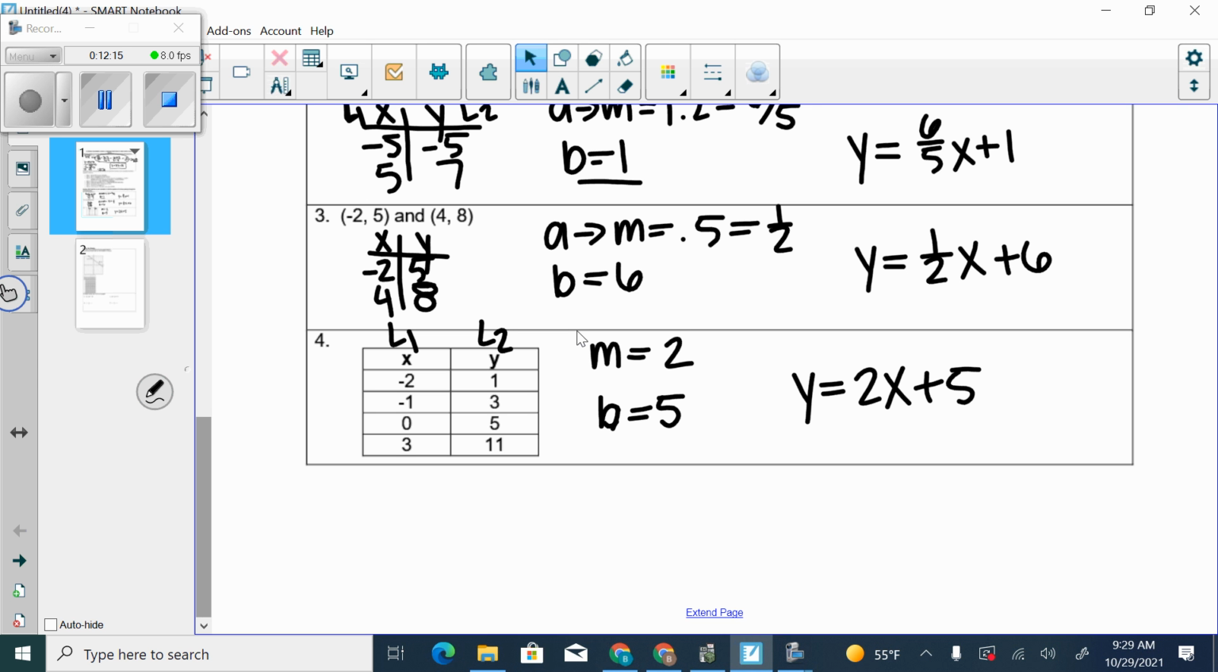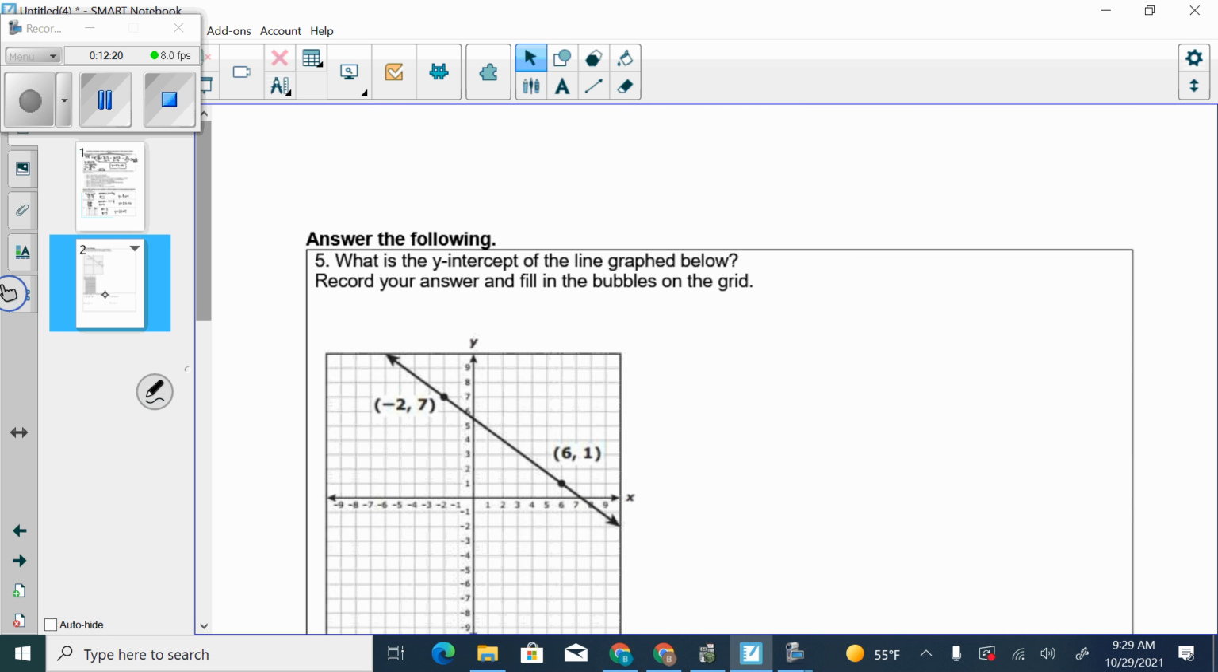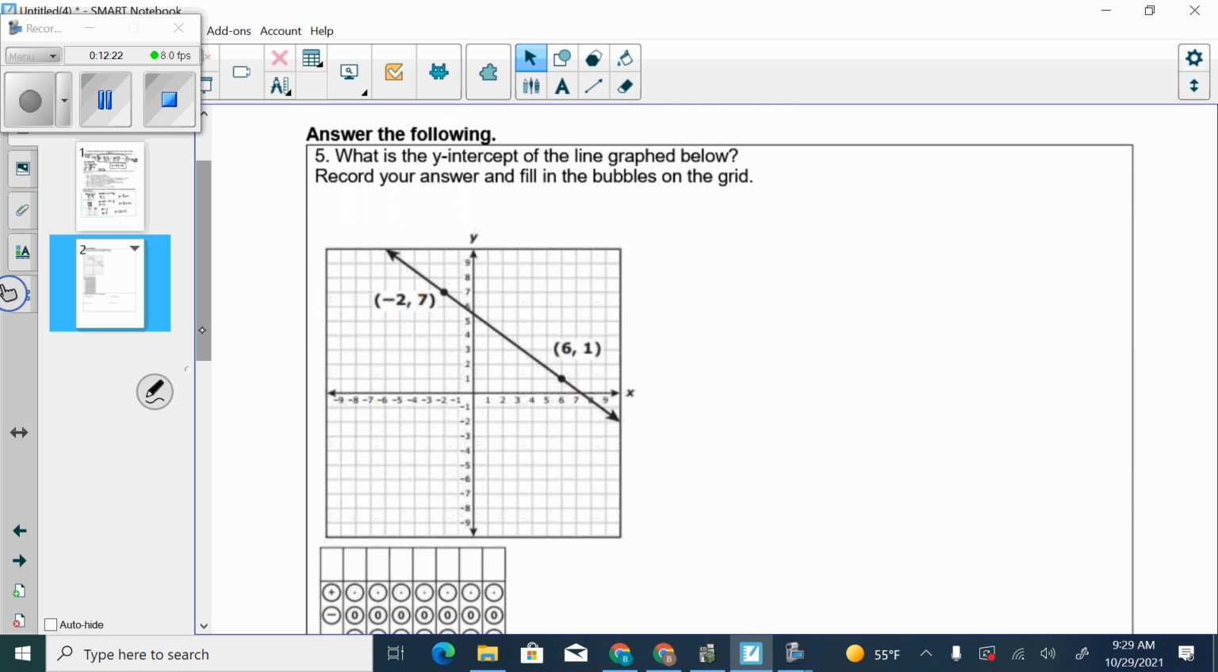All right. Then we flip it over onto the back. And it says, what is the y-intercept of the line graphed below? Record your answer and fill in the bubbles on the grid. Well, if we look at the picture, we could probably make a pretty good guess as to where that falls. It looks like it's somewhere between 5 and 6, maybe slightly closer to the 6. But again, that would just be an estimated answer. So we're going to use the process we just learned to help us find the y-intercept.